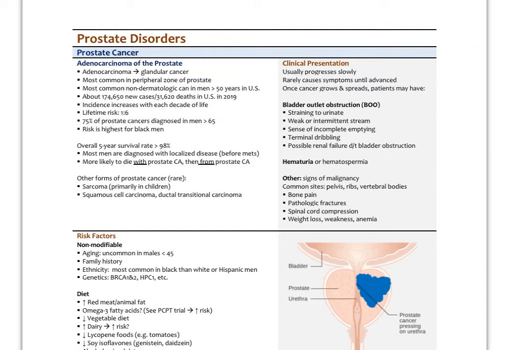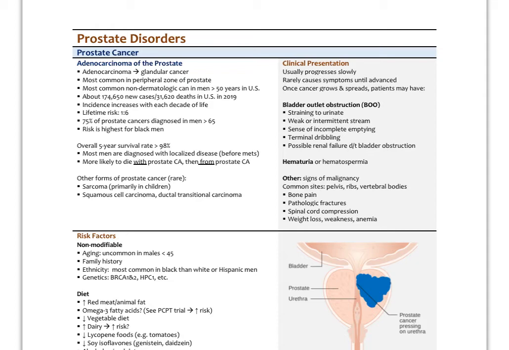Finally, in the prostate disorders here, I need to talk about prostate cancer. So this is adenocarcinoma of the prostate. Adenocarcinoma, remember, refers to a glandular cancer, and the prostate is mostly glandular tissue. It most commonly arises in the peripheral zone of the prostate. In terms of BPH, remember, it's the zone around the urethra that is most commonly enlarged. Here we're seeing cancerous growth in the peripheral tissue on the outsides of the prostate.